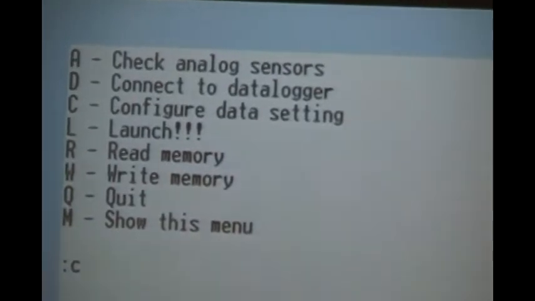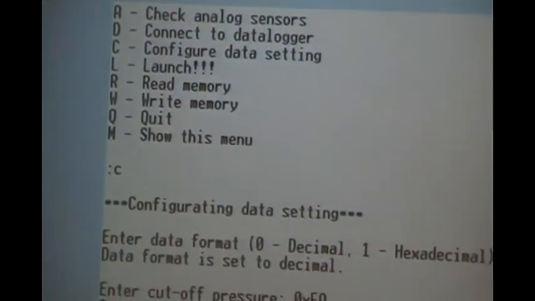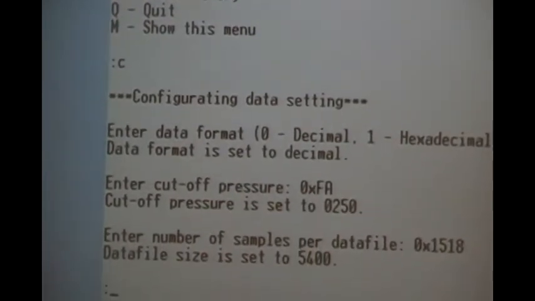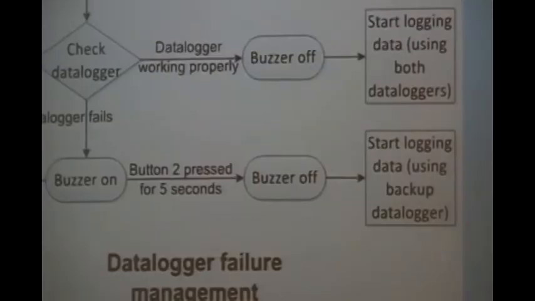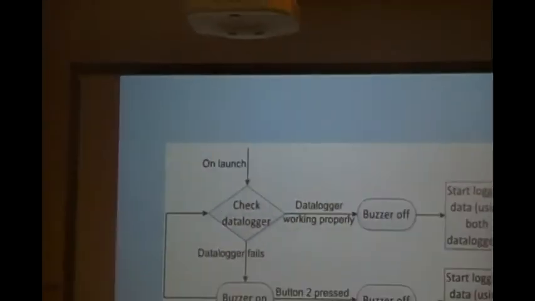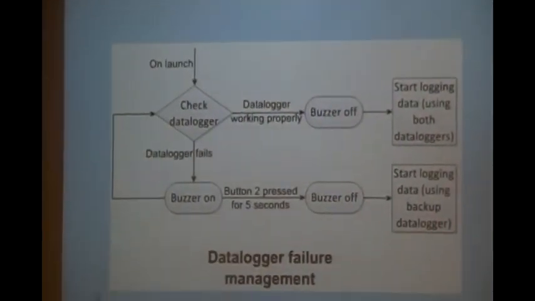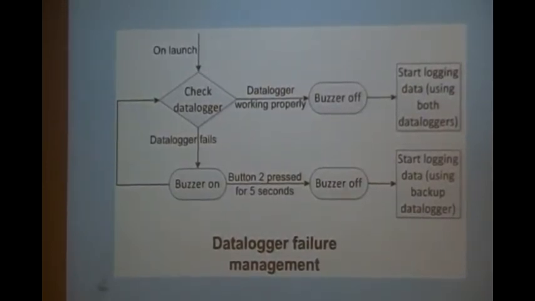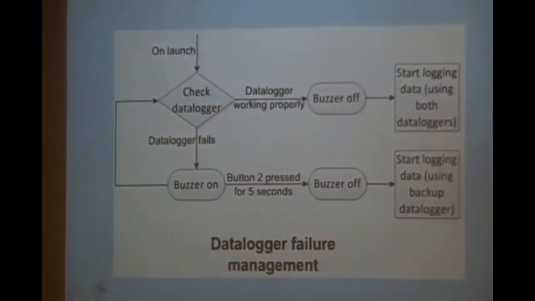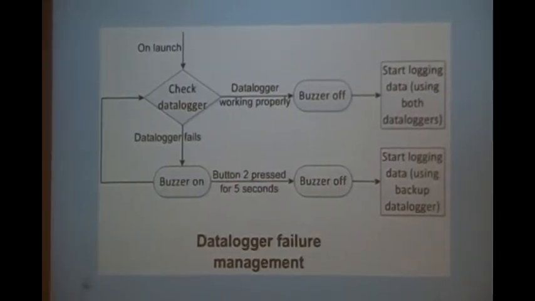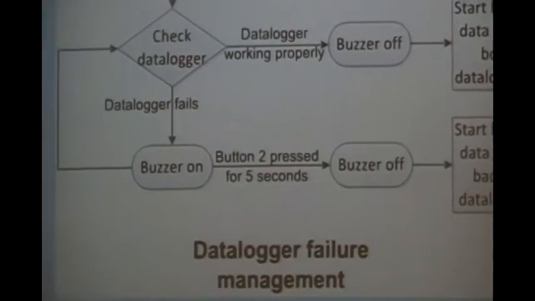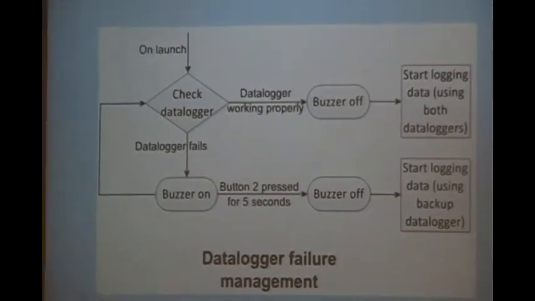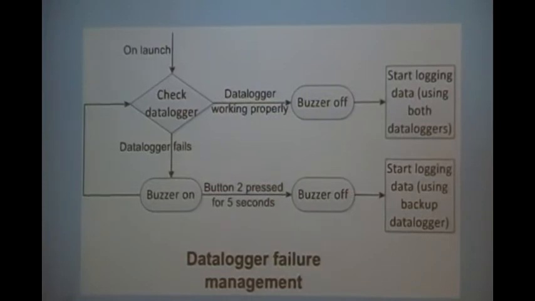From the main menu, we can configure the data format, the cutoff pressure, and the sample data file size. We implement a buzzer to detect data logger failure. The buzzer will make a sound if the data logger fails to launch. And we can either try to fix the data logger, or we can just launch anyway by pressing and holding button 2 for 5 seconds. This will allow the microcontroller to pump data to a backup data logger on the cell phone.